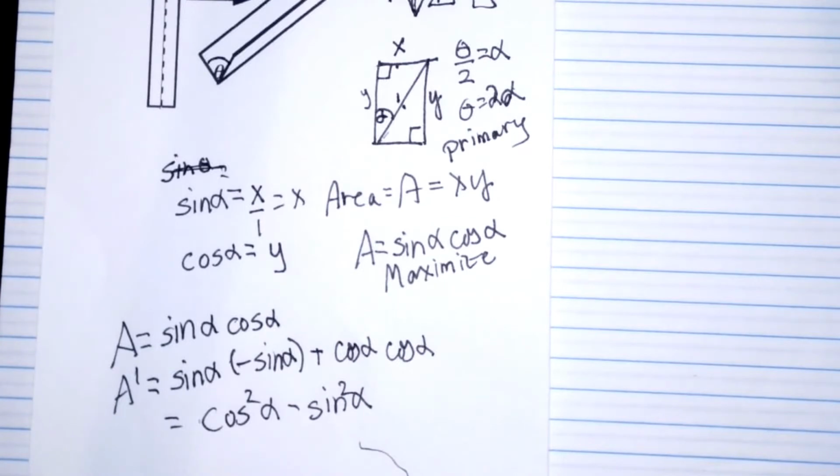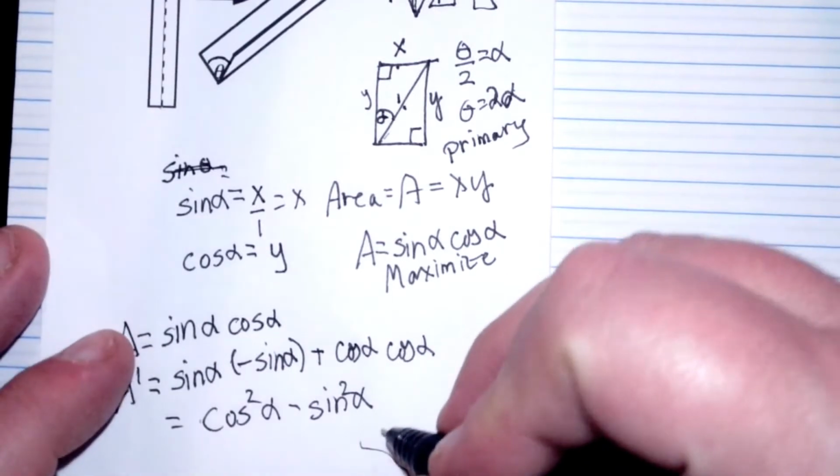Now to find the critical numbers. Is that derivative ever undefined? No, sine and cosine are always defined. Is it ever equal to 0? Could be.